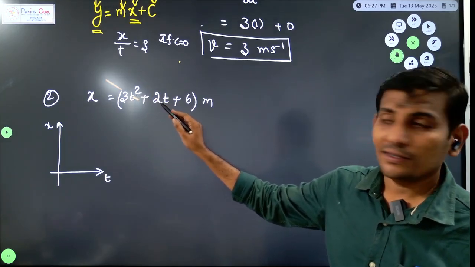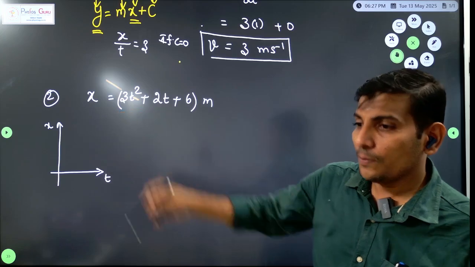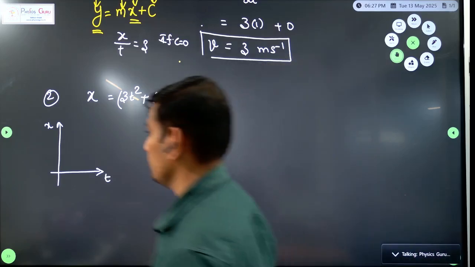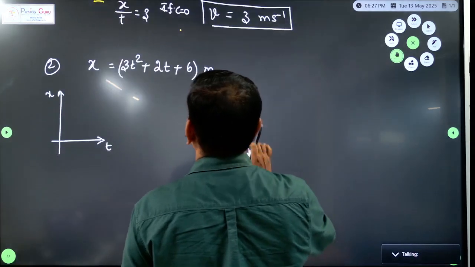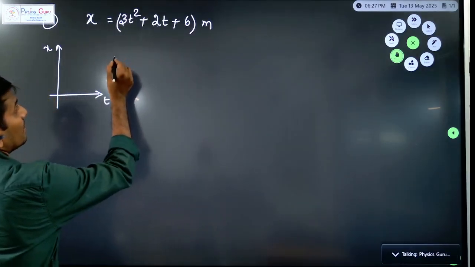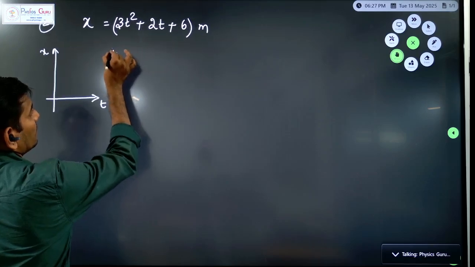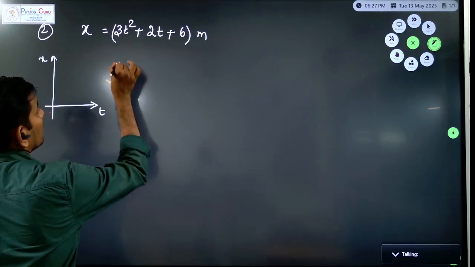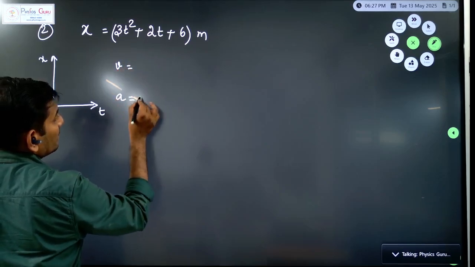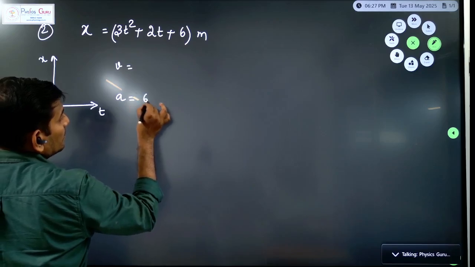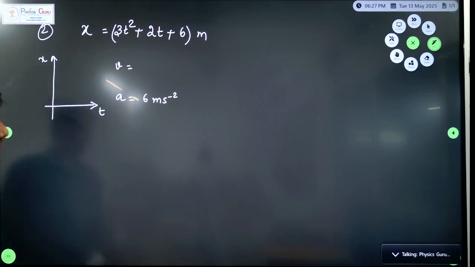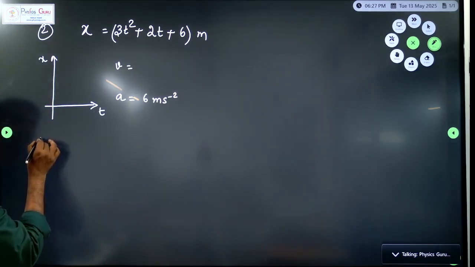Got it? Straight away. Now let's solve this and see. Does the answer come as 6? Let's try. Let's see this. I don't know what the velocity value is, let's take that a little later. But I'm claiming that acceleration is equal to 6 meter per second square. Can we try that? So the first order derivative.